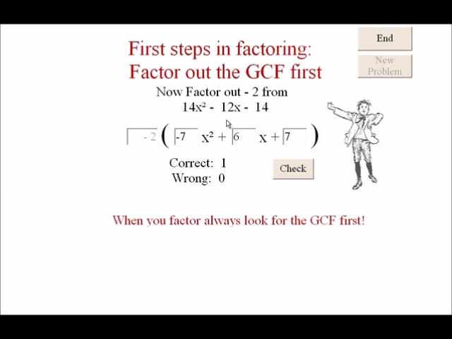Double check. Negative times negative is positive, 14. Negative times positive is negative, 12. Negative times positive is negative 14. Check. He'll put up his other hand. So we factored out what was common. Let's do one more problem.